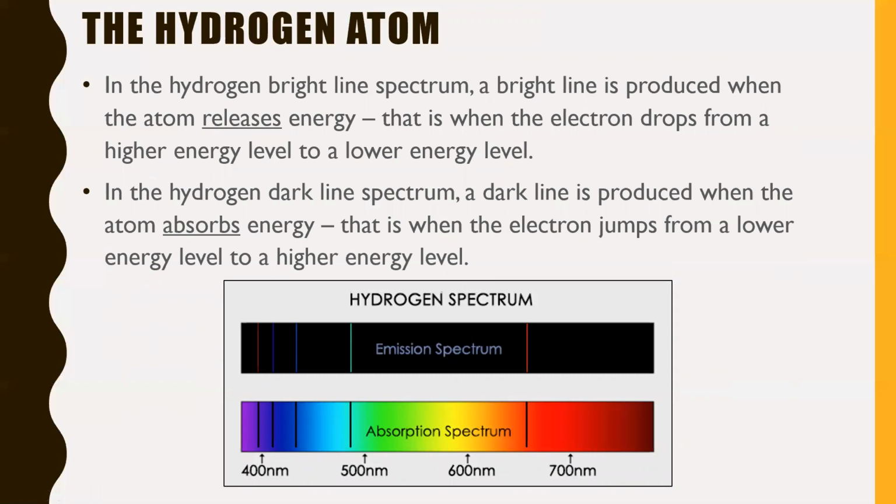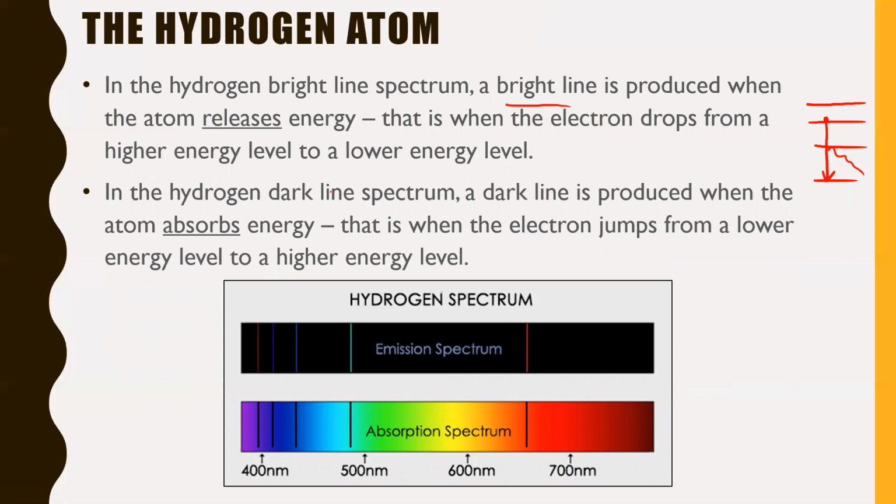In the hydrogen bright line spectrum, a bright line is produced when the atom releases energy. That is, when the electron drops from a higher energy level to a lower energy level. So in other words, if you've got your energy levels, you have a bright line that's produced when it drops, because when it drops, there's a photon that gets emitted, right? So that's where that photon's going. It's that bright line that's been produced. That's what that line actually is.